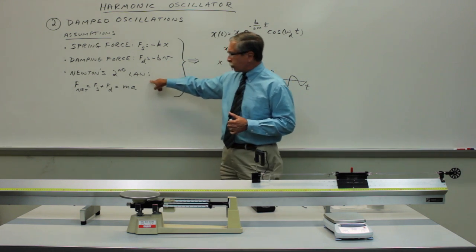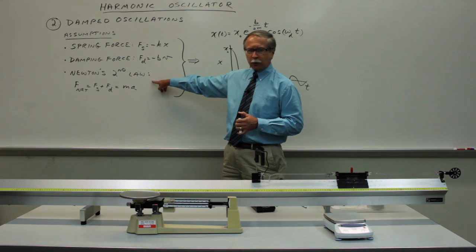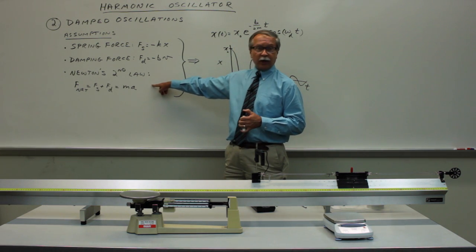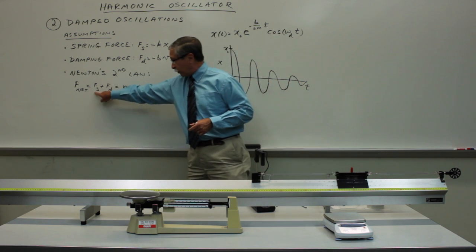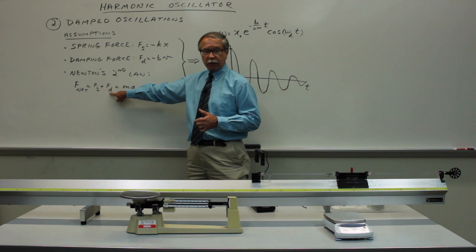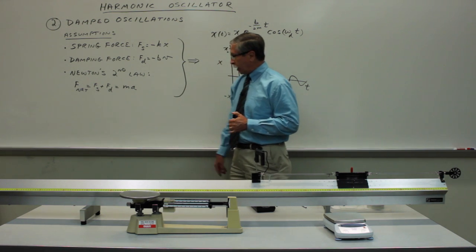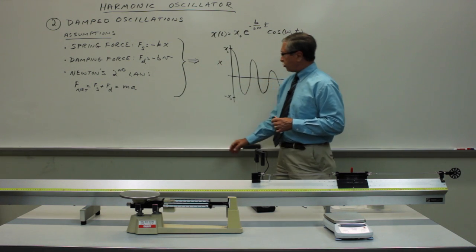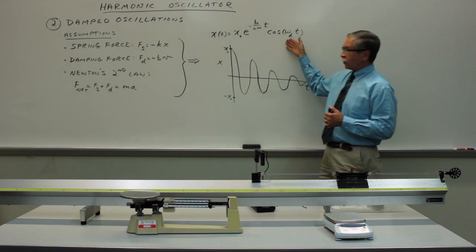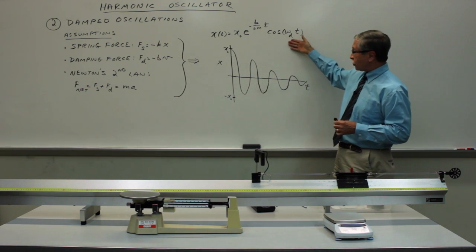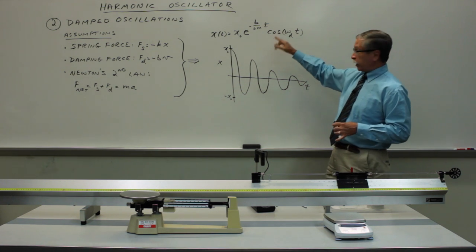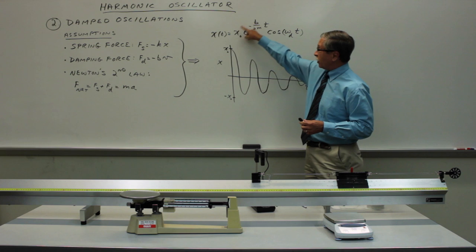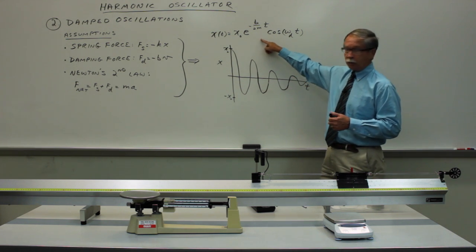And as usual, we will assume that Isaac Newton can be trusted when he says that the net force is equal to the mass times the acceleration. So we combine the spring force and the damping force, and we get ma. When we solve that differential equation, what we get is an expression for damped oscillations. So instead of the system oscillating freely like a cosine, we have oscillations with an exponentially decaying amplitude.